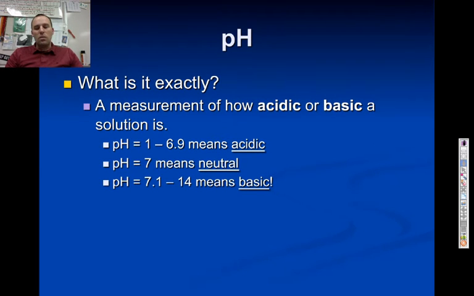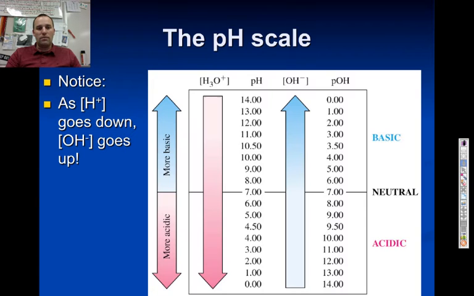Okay, so pH is a measurement of how acidic or basic a solution is. And if the pH is less than 7, that's acidic. This is probably old news to you. A pH of 7 means that it's neutral, like plain old water. And above 7 means that the substance is a base or basic. Sometimes you hear that called alkaline as well.